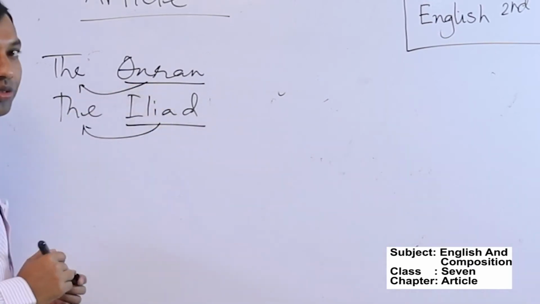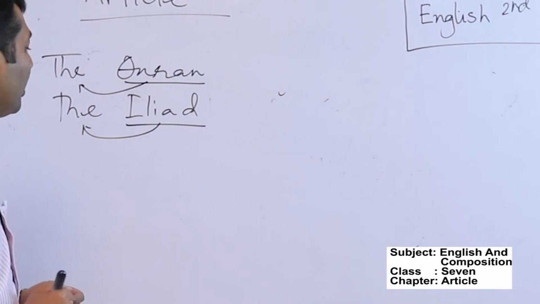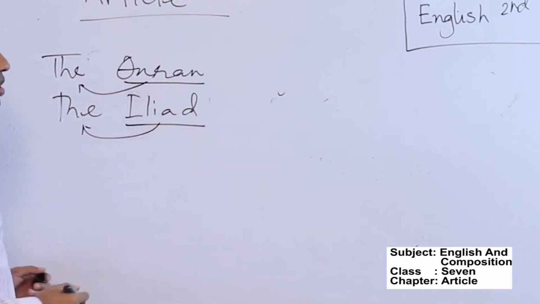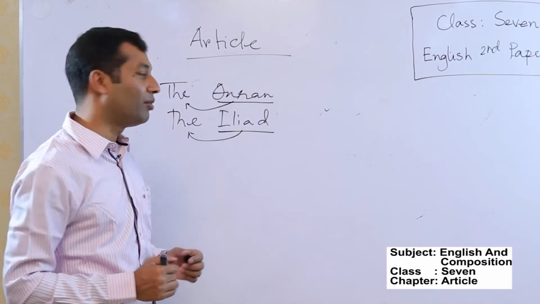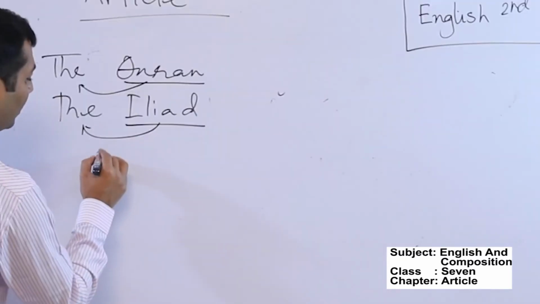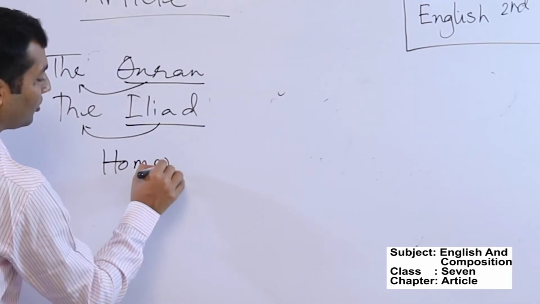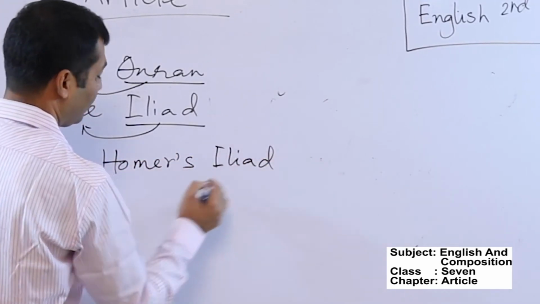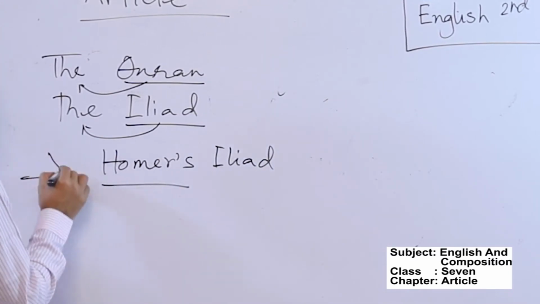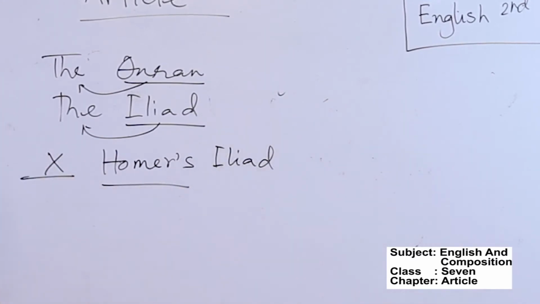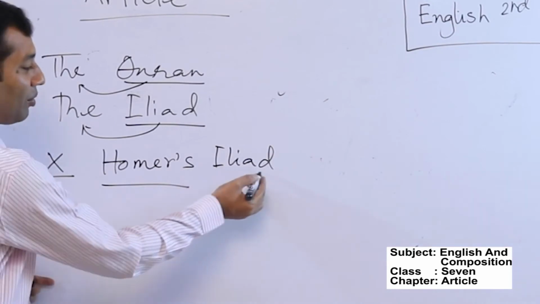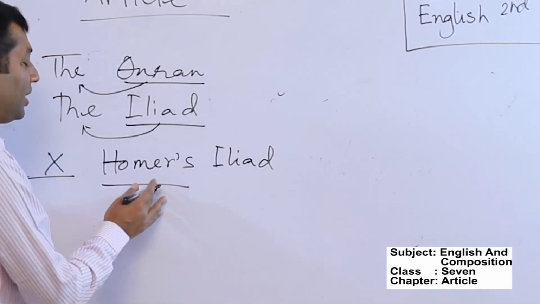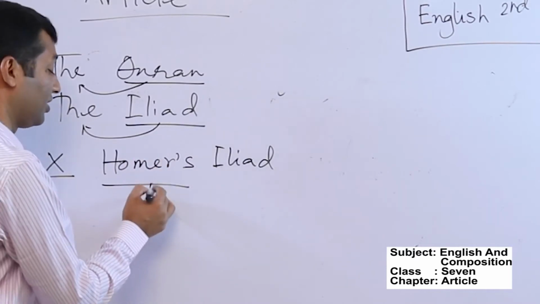But if you use the names of the writers before the names of the book, you do not need to use any article before them. For example, Homer's Iliad. Here you cannot use the article. Here a cross will be used. So no article will be used before the names of the book if you use the names of the writers there.